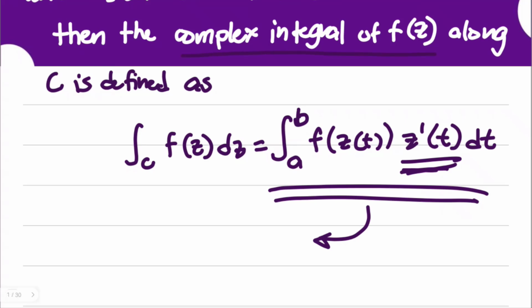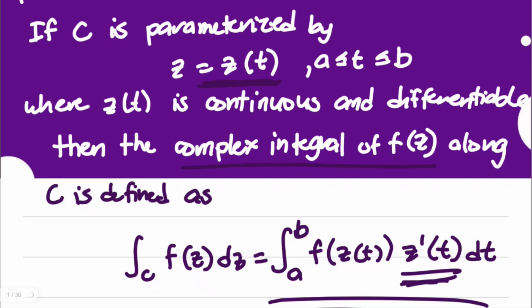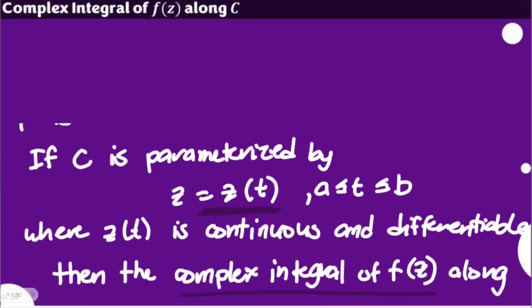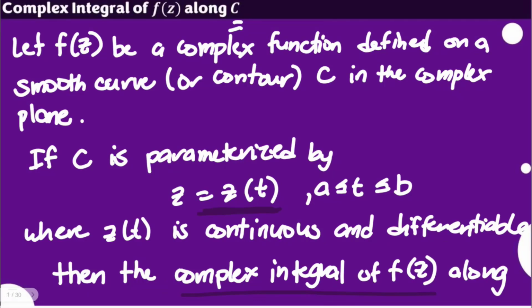The result of this would be equivalent to the complex integral of your function along your contour or smooth curve c. So later on, we're going to look at some examples where we'll be asked about the complex integral of a certain function along a certain c, which would give us the endpoints a and b depending on your parameterization. But of course, the process of parameterization will be illustrated in an additional video. But this is actually the complete definition of the complex integral of f of z along c.